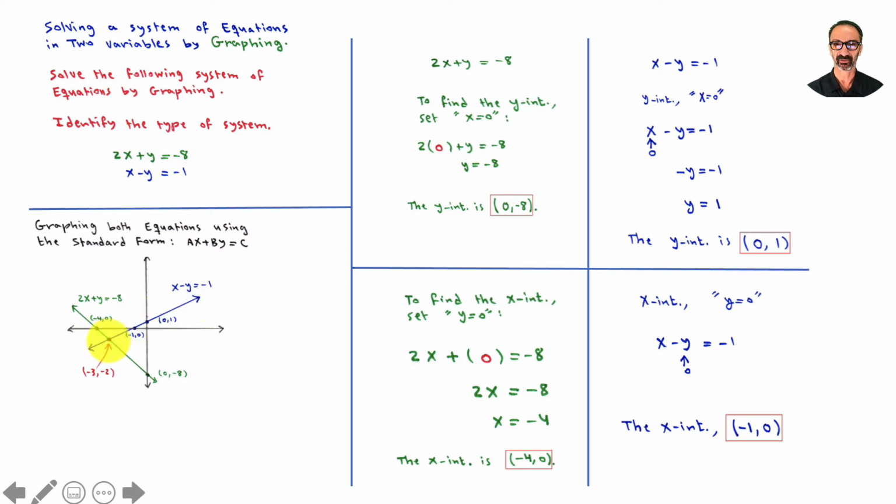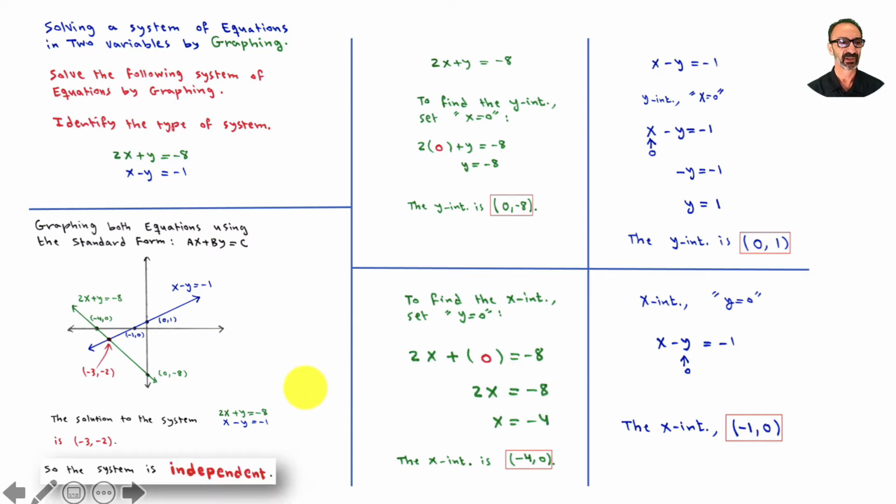That's another way to graph. Sometimes it's easier to graph in slope-intercept form. So it's good to know both ways of graphing. So the solution to the system is negative 3, negative 2. Again, I'm repeating myself to emphasize that it's one solution, and we call it independent.